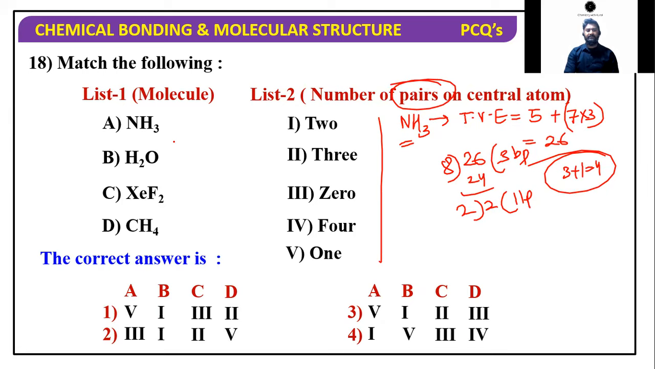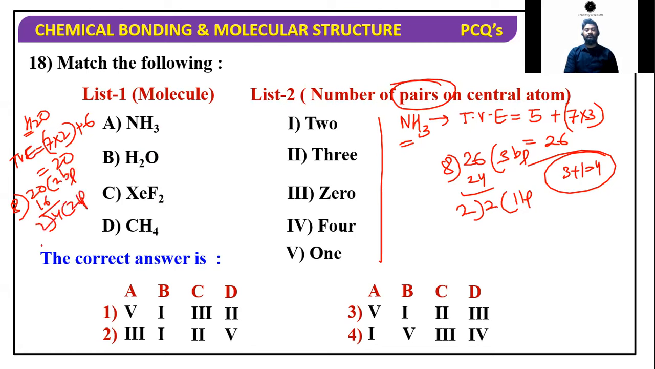Next, so total pairs is 4. Water. Let's see the water one. Water molecule. Again, using the shortcut, total valence electrons will be 7 into 2 because of hydrogen, as we told you, plus 6, so it will be 20. So 20 divided by 8 will give you 2, 16, 4, 2. So 2 bond pairs and 2 lone pairs. So 2 plus 2, 4. The total has 4.